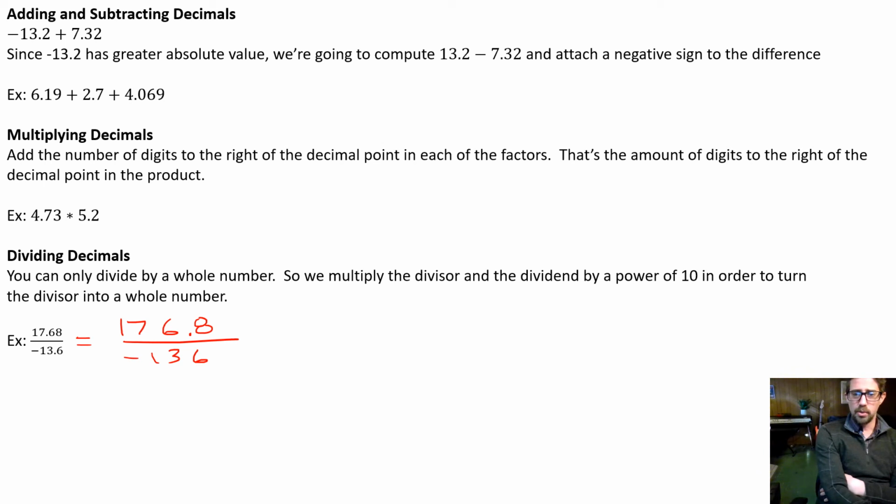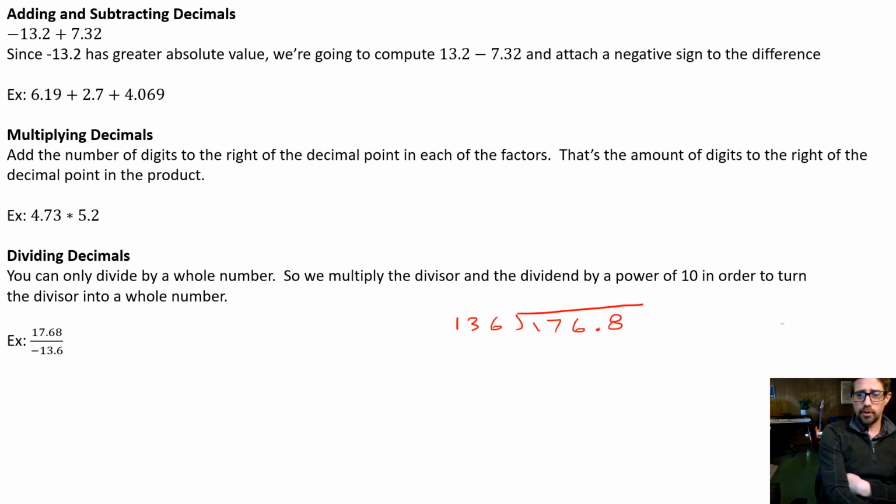Okay, so when we do 176.8 divided by 136, remember it goes kind of backwards from that. The divisor, the 136, comes out front. And then, again, there's no reason to include the negative sign here. We're just going to remember at the very end of the problem that it was a negative to begin with. Okay, so here we go with long division.